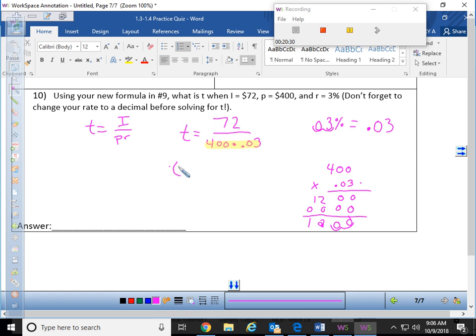So now I have t equals 72 divided by 12. Now, there's multiple things you could do here, but I just happen to know that 12 goes into 72 6 times. And if you didn't know that, you can always just do the long division or reduce the fraction. But I just happen to know that. So now I have t equals 6.